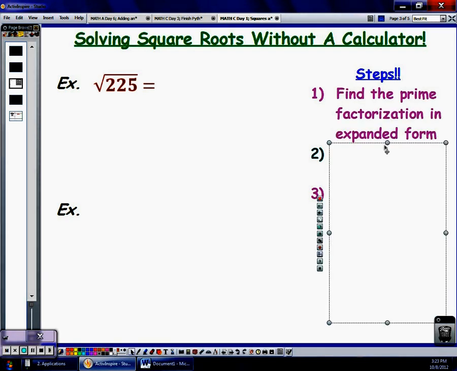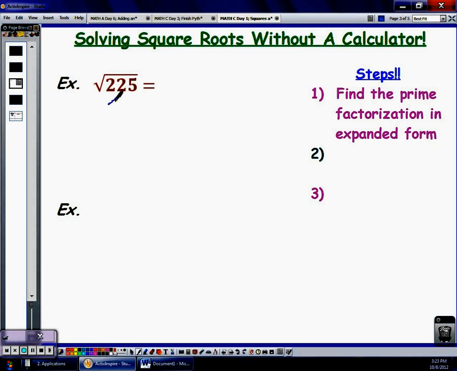Our first step is to find the prime factorization in expanded form. So what I need to do is to ask myself, what times what is going to give me 225? Since 225 ends in a 5, I know it's divisible by 5. So it turns out to be 5 times 45, and that's going to give us 225. I could circle the 5 because that is prime.